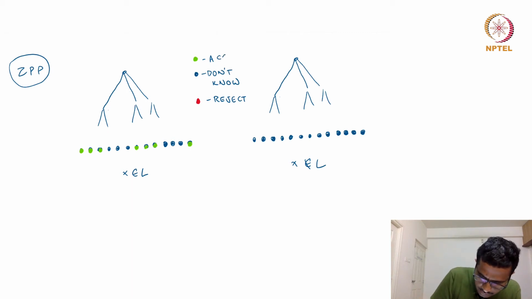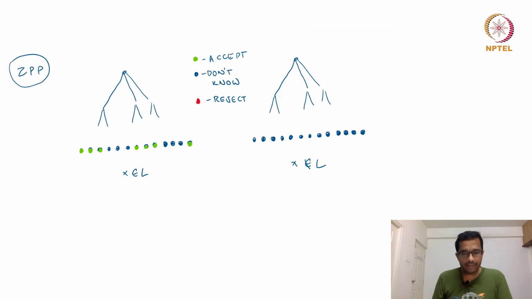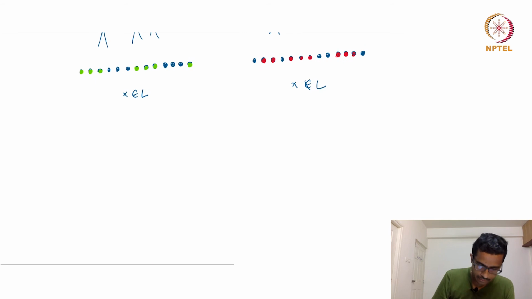Right. So when X is in the language, rejects are not possible. It has to be accepts and don't knows, and at most half don't knows. Similarly, when X is not in the language, there can be only rejects and don't knows. We cannot have accepts, and there can be at most half don't knows, which is the case here. So there are 8 rejects and 5 don't knows. Right. This is the ZPP.